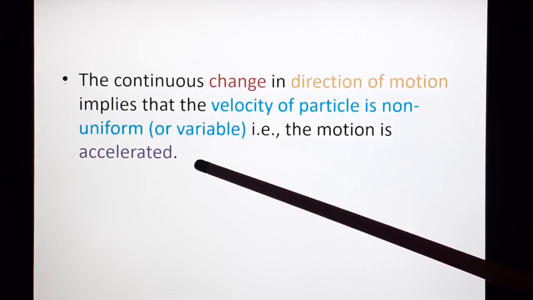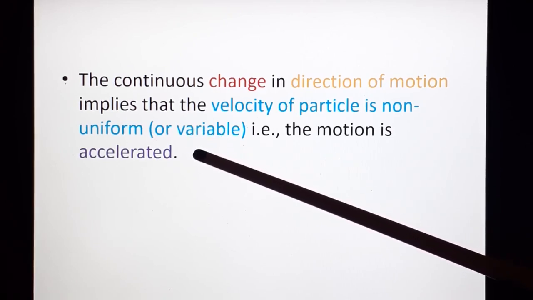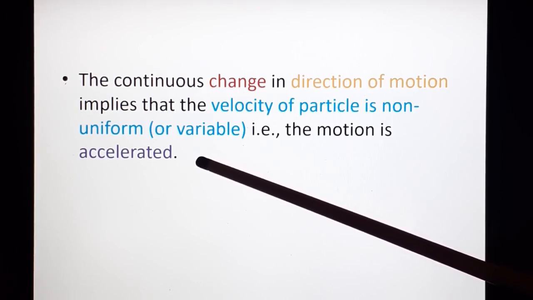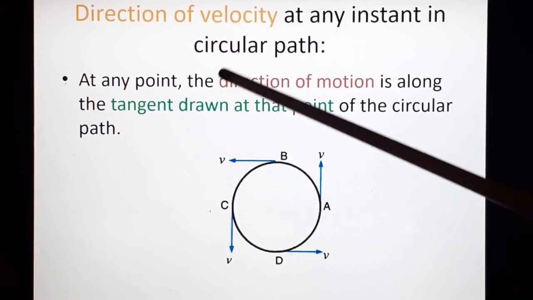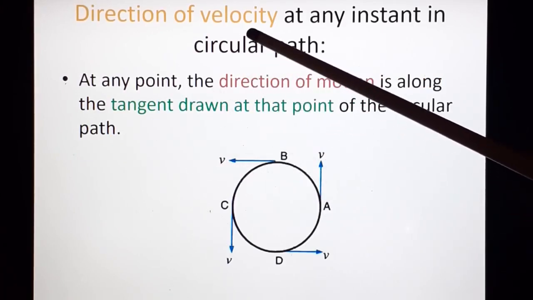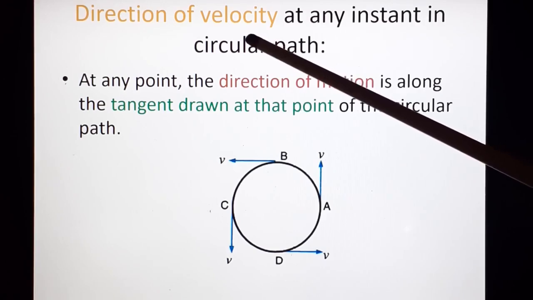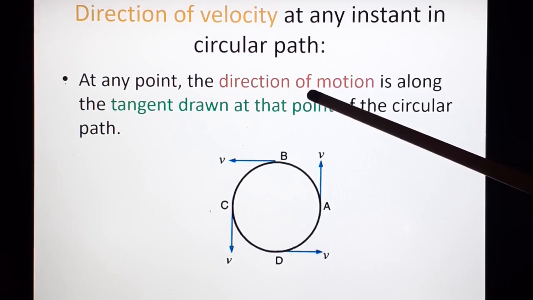Uniform circular motion is with constant speed, but the direction is changing, so velocity is variable. And as velocity is variable, acceleration is present, right? So the motion is said to be accelerated motion. Next is the direction of velocity at any instant. Whatever be the direction of motion of the object, that same will be the direction of velocity, right? Now, what is the direction of motion at every point?